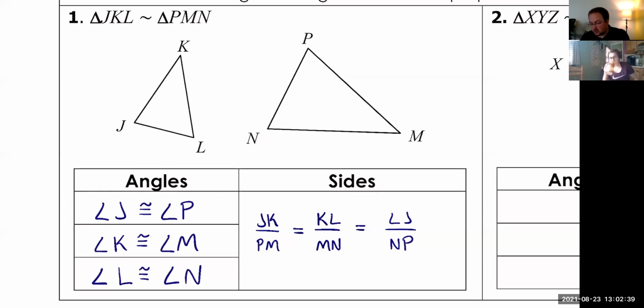Again, I just worked my way through the similarity statement. I did JK with PM, KL with MN, LJ with NP. If they are similar, all three of those ratios should equal the same exact thing, which is therefore the scale factor.